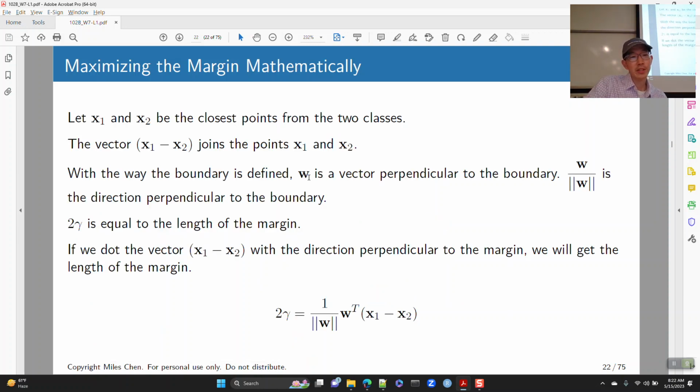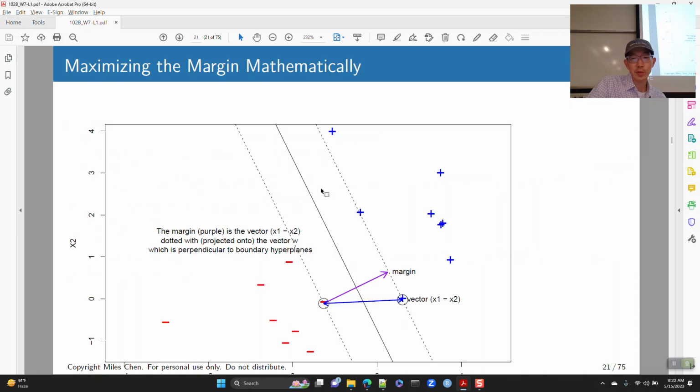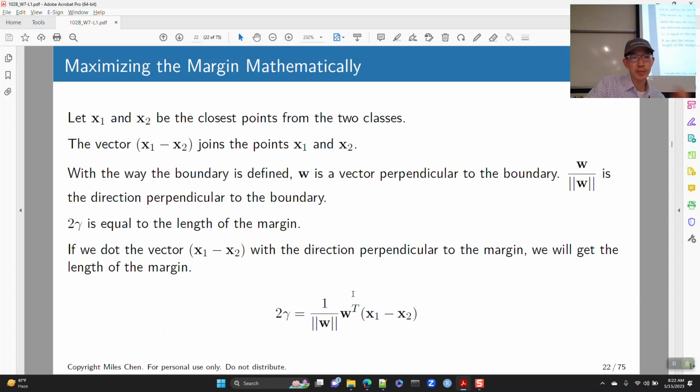Okay, so we're going to just say x1 and x2 are the closest points from the two classes. I could have also selected this one, and if I dot it to that vector w, I would end up with the same margin as well. So vector x1 minus x2 joins the points x1 and x2, and with the way we've defined the boundary, w is a vector perpendicular to that boundary. All right, and so we'll say w over the norm of w is the direction that's perpendicular to the boundary.